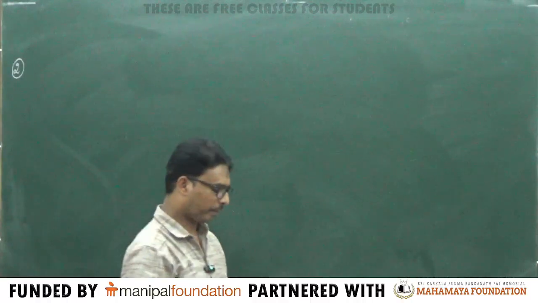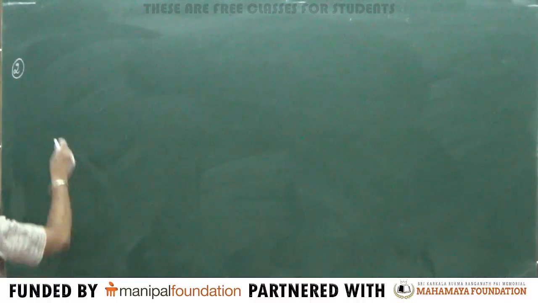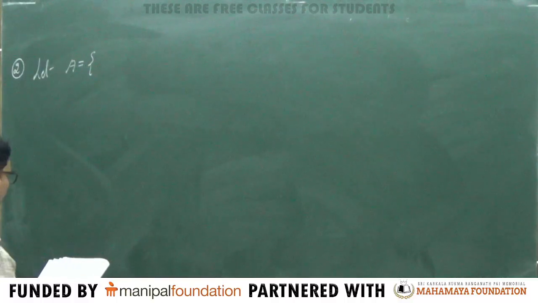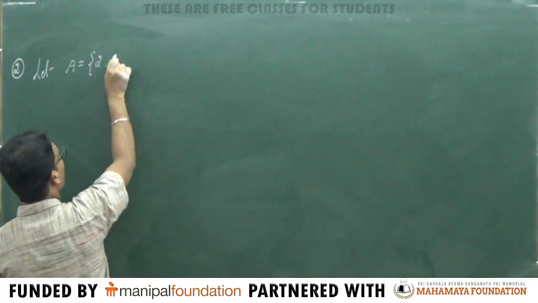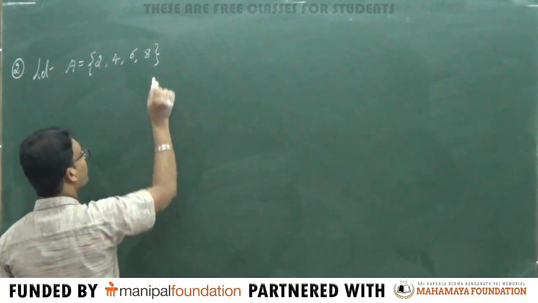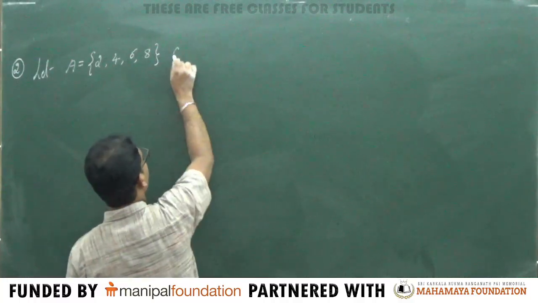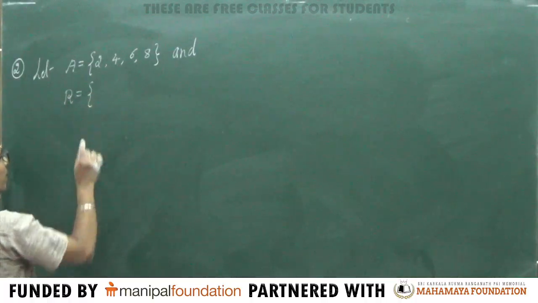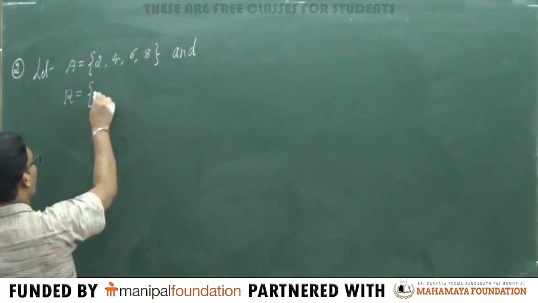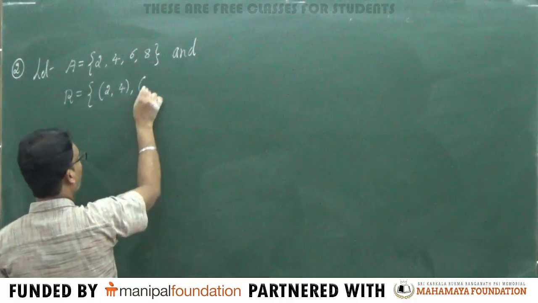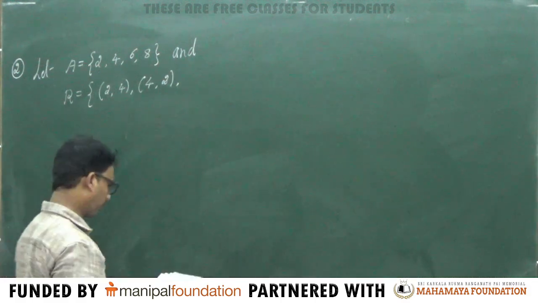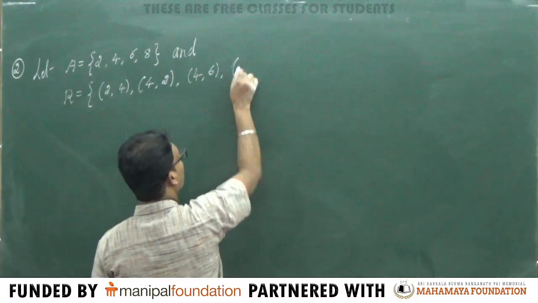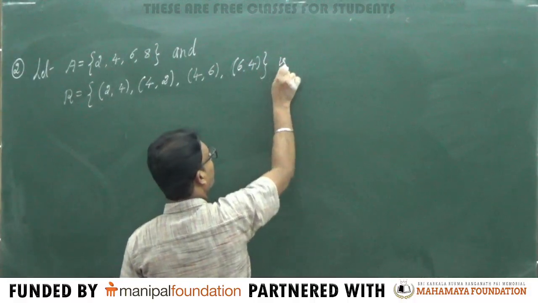Second question. Let A be the set containing the elements 2, 4, 6, 8, and they are defining the relation R. The relation R contains the ordered pairs (2, 4), (4, 2), (4, 6), (6, 4).